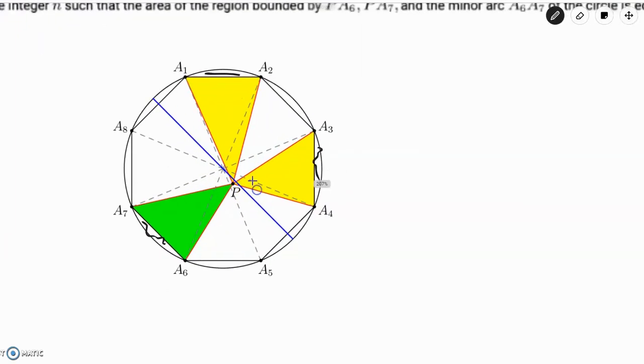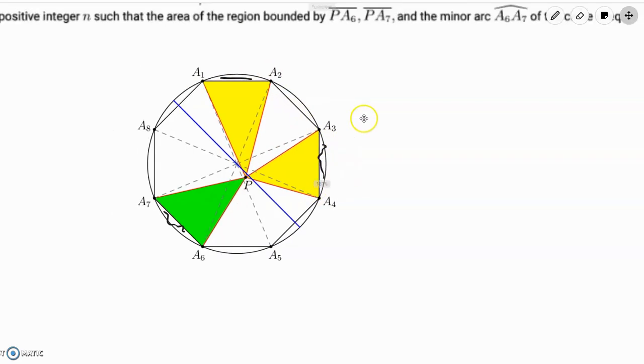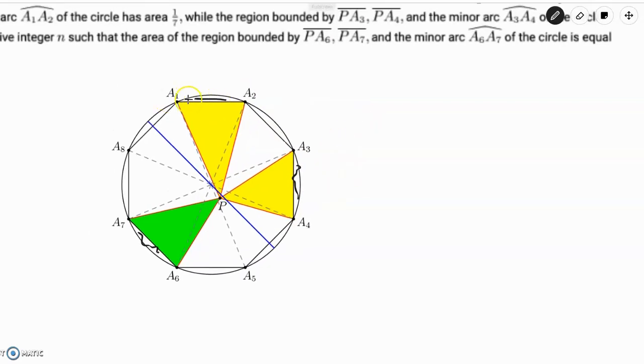So basically, we're given that the area of this yellow triangle plus this black region over here is equal to 1/7, and then the area of this other yellow triangle plus this black region is equal to 1/9. And also, the area of these two black regions is always going to be the same, and this is because the polygon is a regular octagon. So this region that is bounded by a side of the octagon and the minor arc connecting those two endpoints will always be the same since it's a regular octagon. So these are all equal, basically.